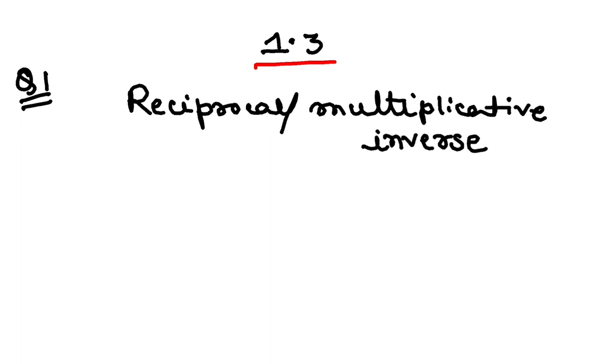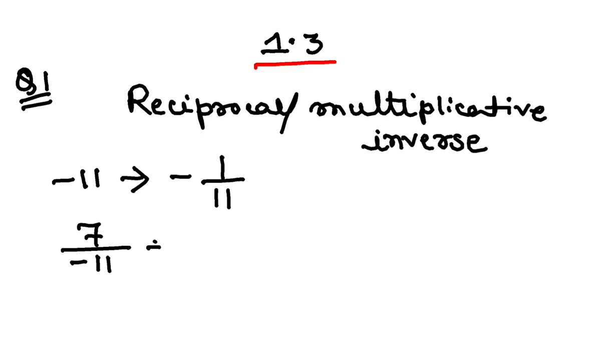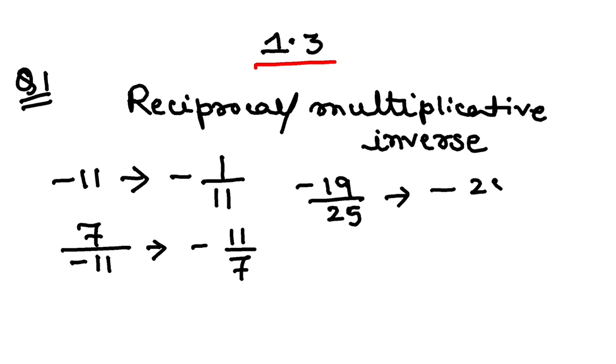In the previous exercise we did negative or additive inverse, right? So what is the reciprocal of minus 11? Reciprocal of minus 11 is of course minus 1 by 11. Okay, next we have 7 by minus 11. Reciprocal will be minus 11 by 7, right? Very easy. Next one is minus 19 by 25. Okay, reciprocal minus 25 by 19.